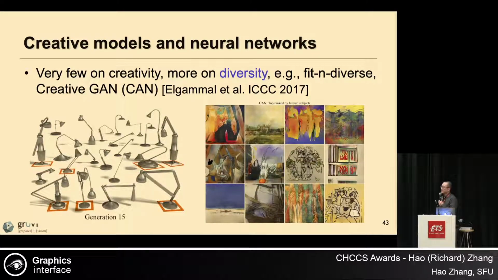Now, how about neural networks? I actually haven't seen many. Okay, some of them are doing so-called creativity modeling, but really it's about diversity. In fact, this perhaps one of the better-known works called Creativity GAN is able to produce arts that are actually within distribution. Okay, it's simply trying to produce art that has a style which is different from known styles.